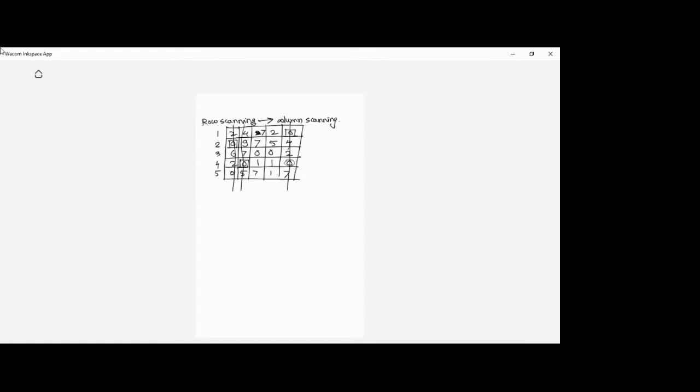Column number 1 has already been cut. Column number 2 has already been cut. In column number 3, we are going to ask the same question: is there only 1 zero in this column? If yes, we are going to mark a square around that particular zero. And here, what we are going to do next is that we are not going to draw a vertical line. We are going to draw a horizontal line.